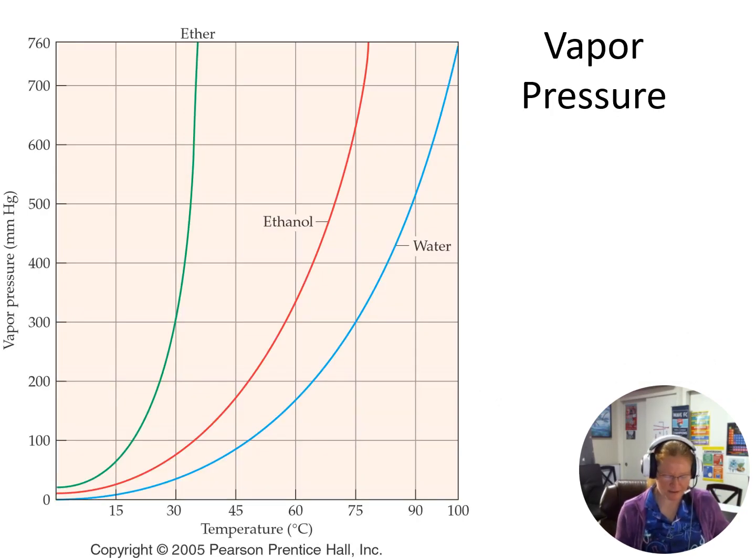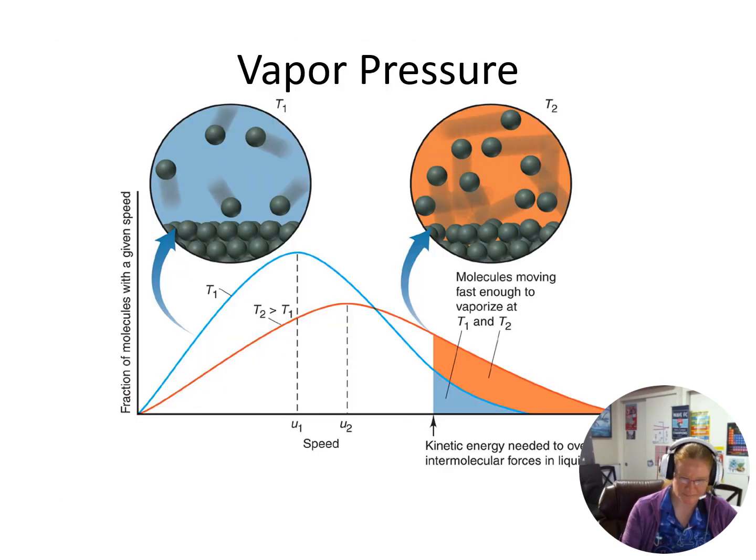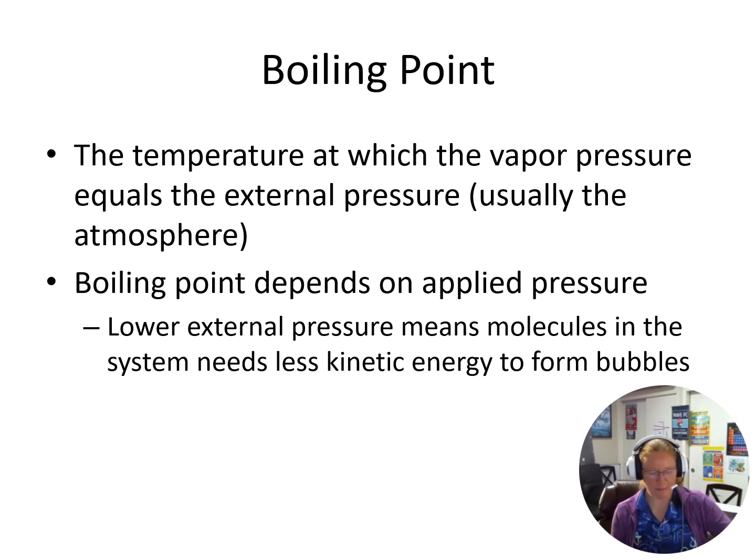All right, and there's a graph if you like that better, right? And so lower temperature, higher vapor pressure for things that have lower intermolecular forces. Okay. All right, and then boiling point, this is where our vapor pressure equals the external pressure, which is the atmosphere typically. And so boiling point is going to depend on that applied pressure.